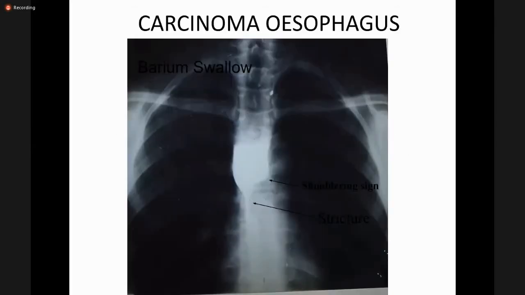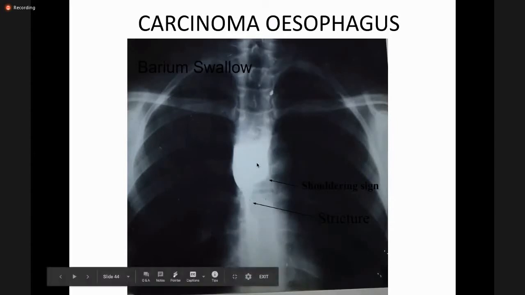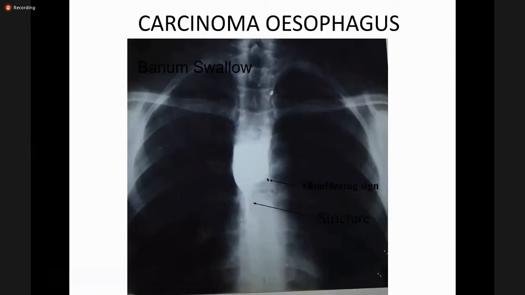So this is the picture of the barium swallow of carcinoma esophagus. In the upper part, you can see this is dilated, and there is stricturing over here. This is shouldering. We call this sign shouldering. From here, as we have a shoulder, the cut down is there, and then the stricture narrowing. You can see narrowing here in the lower part. The upper part is dilated, and there is a shouldering, and lower down there is a stricture. So this is the typical picture of carcinoma esophagus on barium swallow.